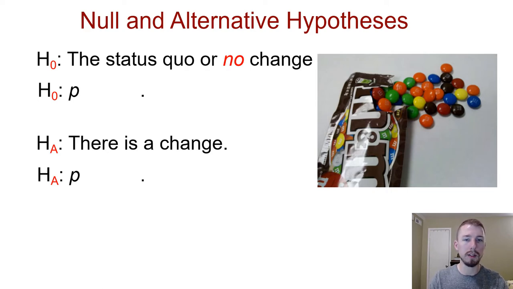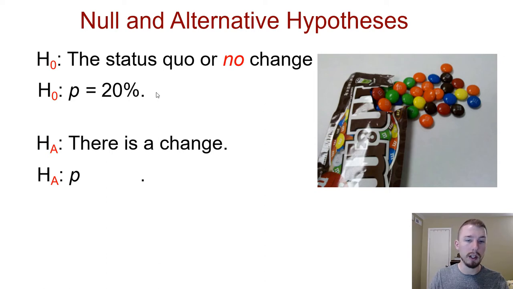So the null hypothesis is that there's no change or it's just a status quo. In this case, it's like innocent until proven guilty. So we're going to assume that Mars and Mars' claim that there's 20% orange M&Ms is true until we have enough evidence to call BS. So for our null hypothesis, we're going to say the true proportion is 20% orange.